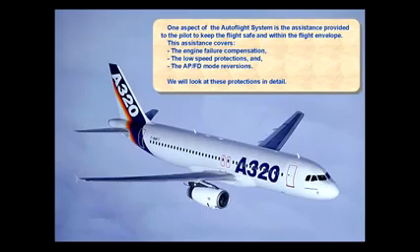One aspect of the Autoflight system is the assistance provided to the pilot to keep the flight safe and within the flight envelope. This assistance covers the engine failure compensation, the low speed protections, and the autopilot flight director mode reversions. We will look at these protections in detail.